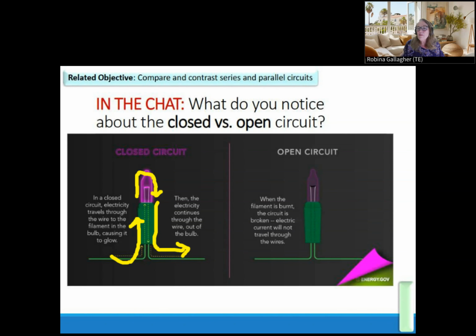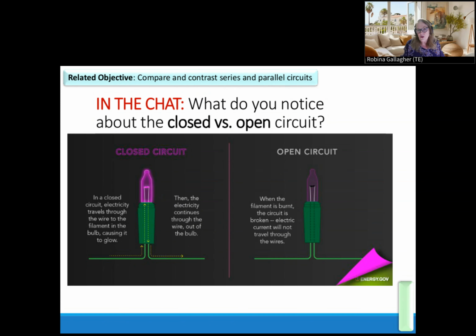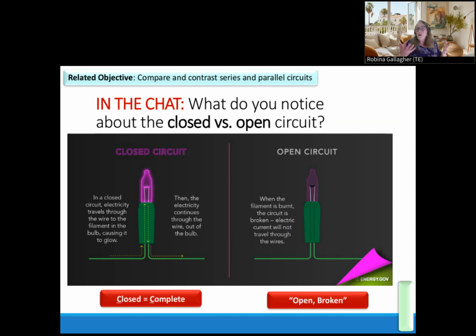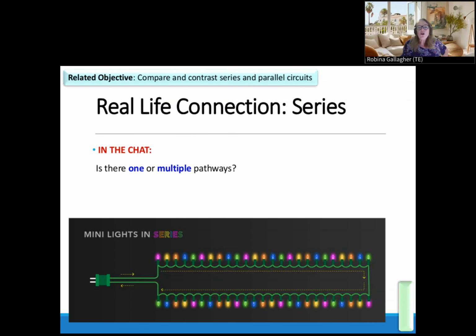Now, when the filament is burnt out, that circuit is broken and the circuit becomes an open circuit. When the light bulb has its filament, it works. When it's broken, it doesn't work anymore. Okay, so Christmas tree lights.